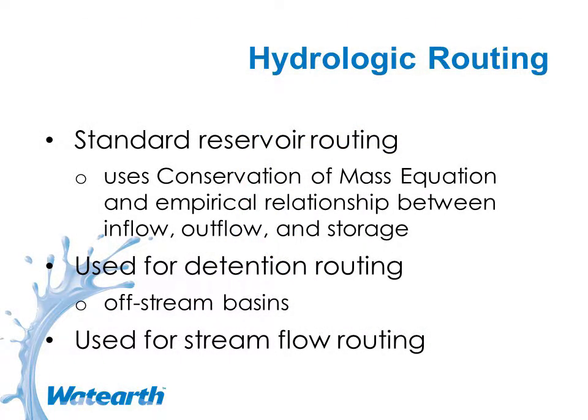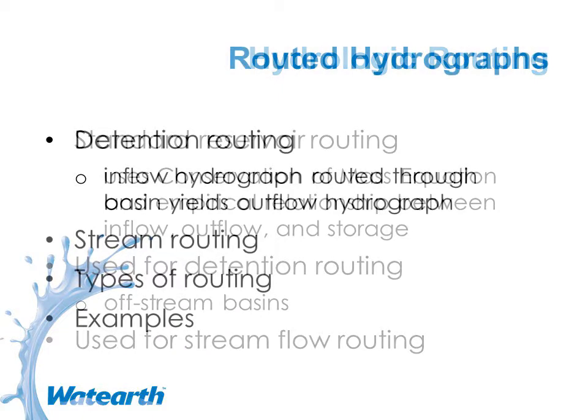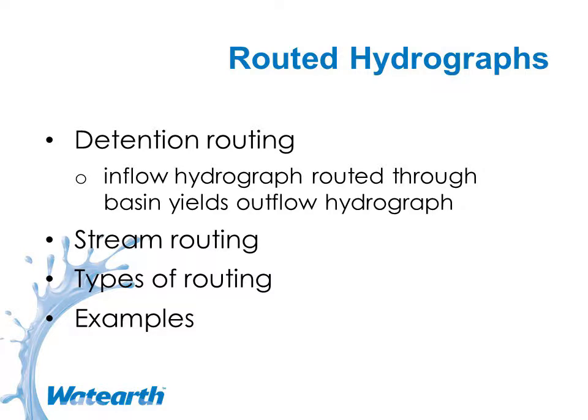So hydrologic routing, there's standard reservoir routing, which we'll talk about, which gets used for detention routing. Hydrologic routing is used for stream flow routing, and we'll go through several of the methods that are used. We'll talk more about detention routing tomorrow. So stream routing is an important process, especially when you have flatter, less developed watersheds, but flat slopes definitely.